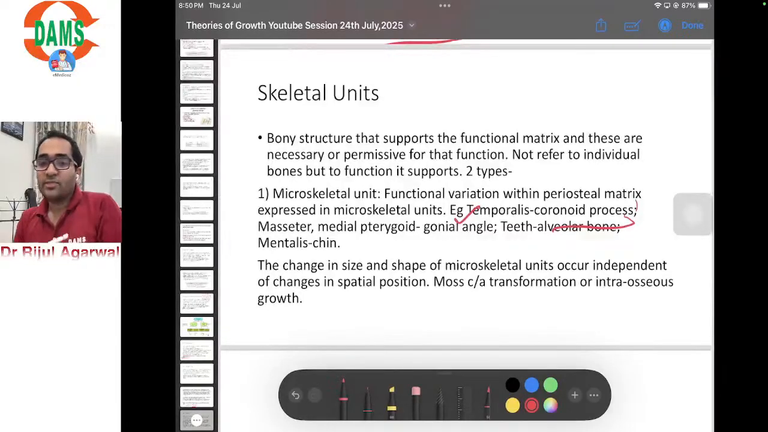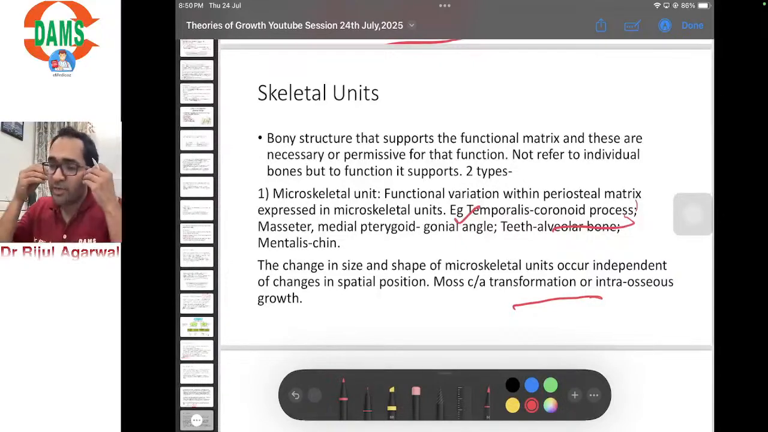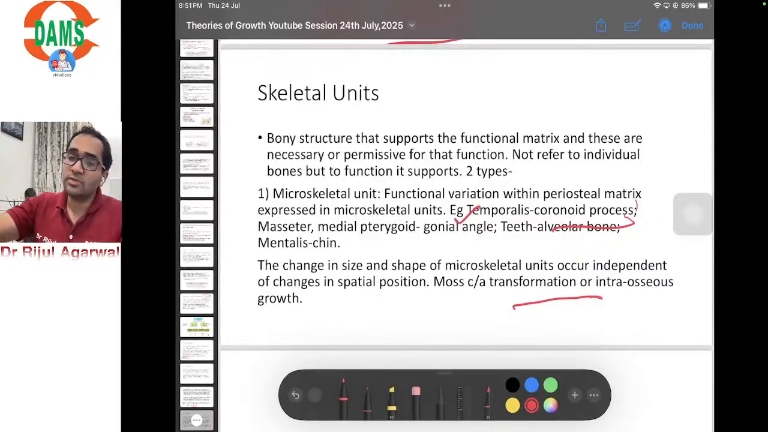Okay, so that's why the change in size and shape of the microskeletal unit occurs independent of changes in the spatial position. That's why it is known as transformative growth or intraosseous growth. That is, it does not move from one area. The mandibular coronoid and condyle do not get displaced, because of the role of the periosteal matrix. It just gets transformed at that particular place because of the influence of the surrounding muscle.